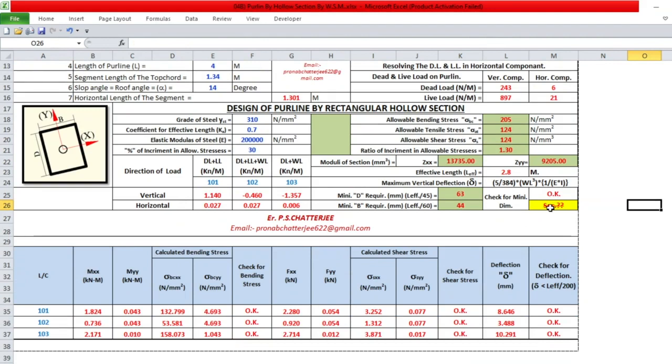Except this, all the criteria are satisfying. So the design is more or less okay.